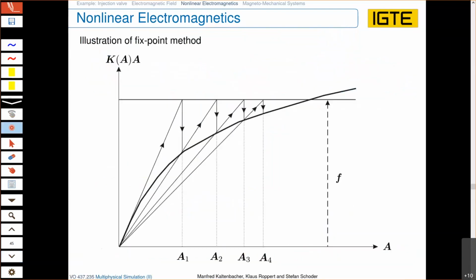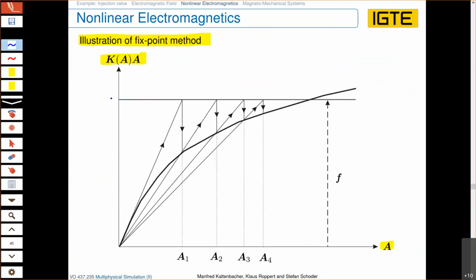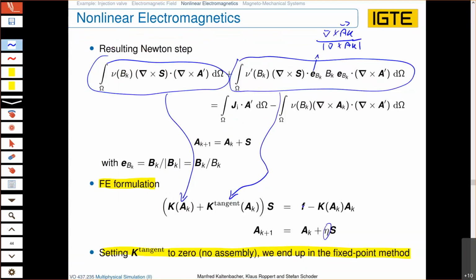Okay, so let's have a graphical illustration of a fixed point method and of the Newton method. Let's start with the fixed point method. To understand it, on this axis here we have the axis for our solution. And the solution is the vector potential along all the edges. And what we put here is our system matrix, which is depending on the solution itself, multiplied by A. And what we have here is a line. It's not shown here, I just look if I have made the abbreviation. No. So this is this F. I have not written it here, but this is this F.